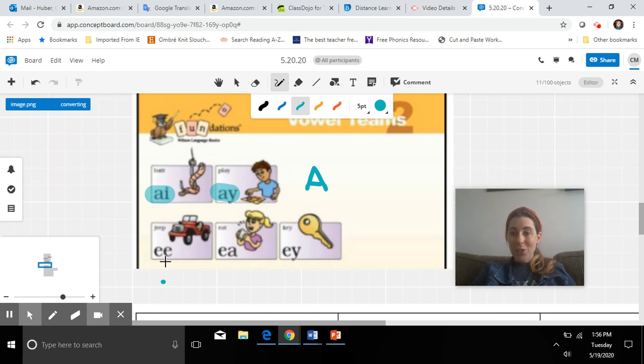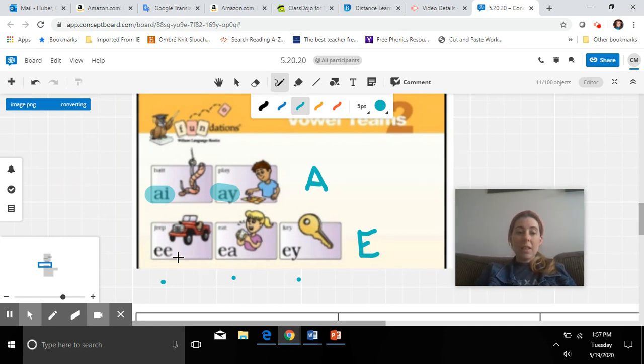I say, you say at home. Jeep, E. Good. EA, eat, E. Awesome. EY, key, E. Did you notice they all sound the same? 1, 2, 3. They all sound like we are naming the letter E. They all say E.